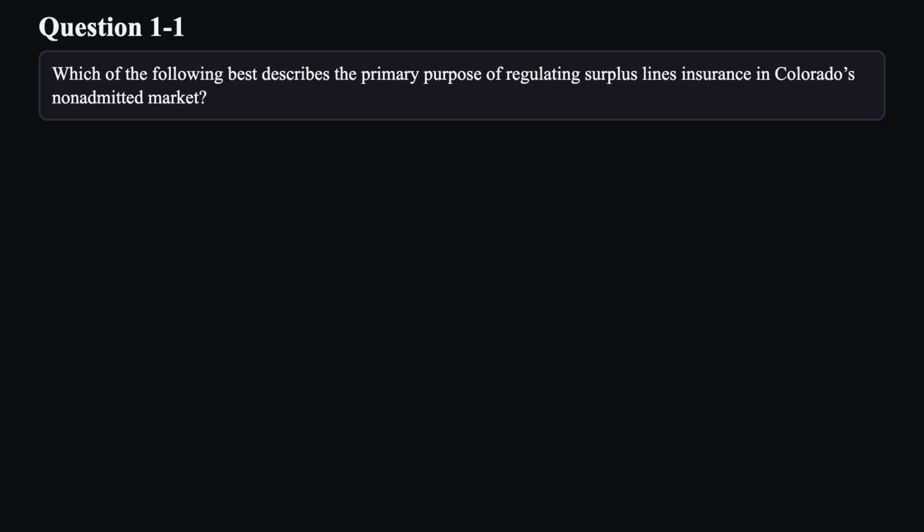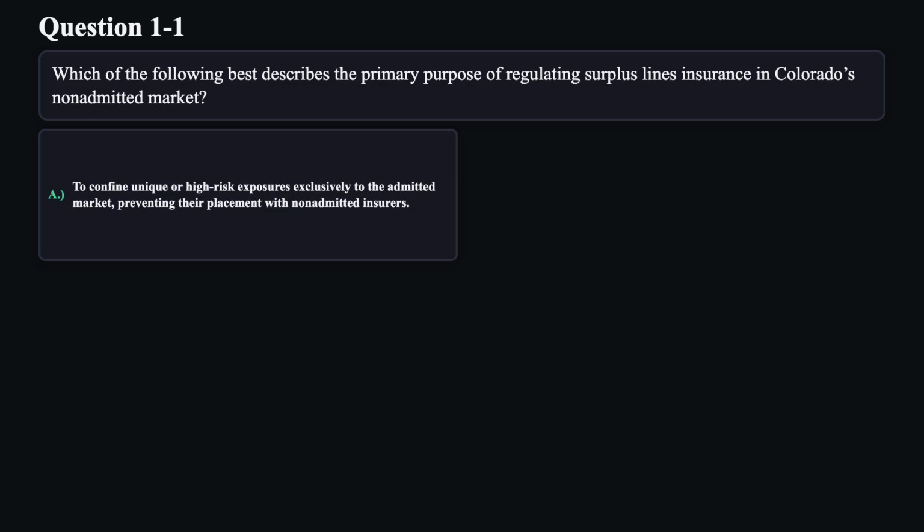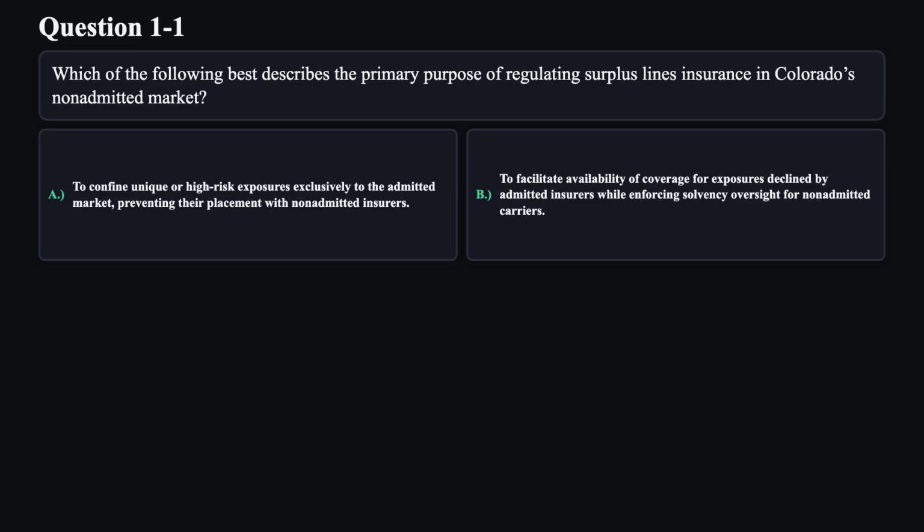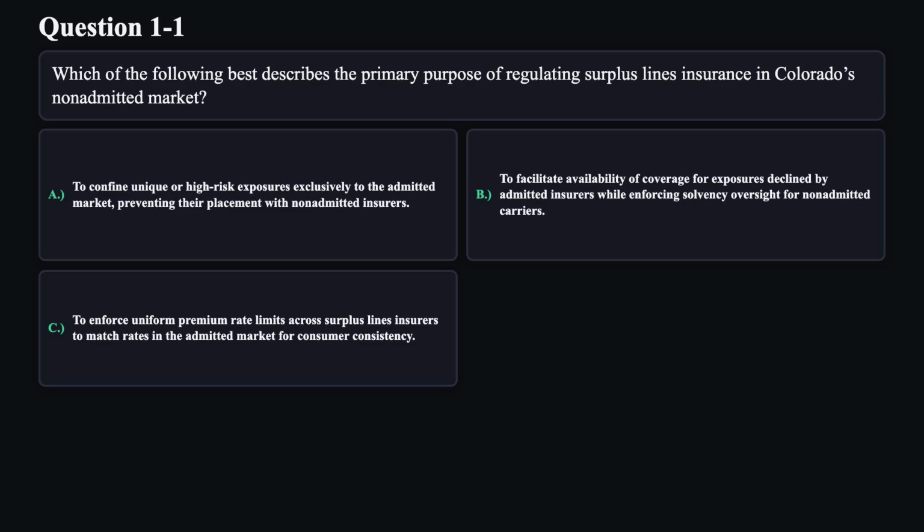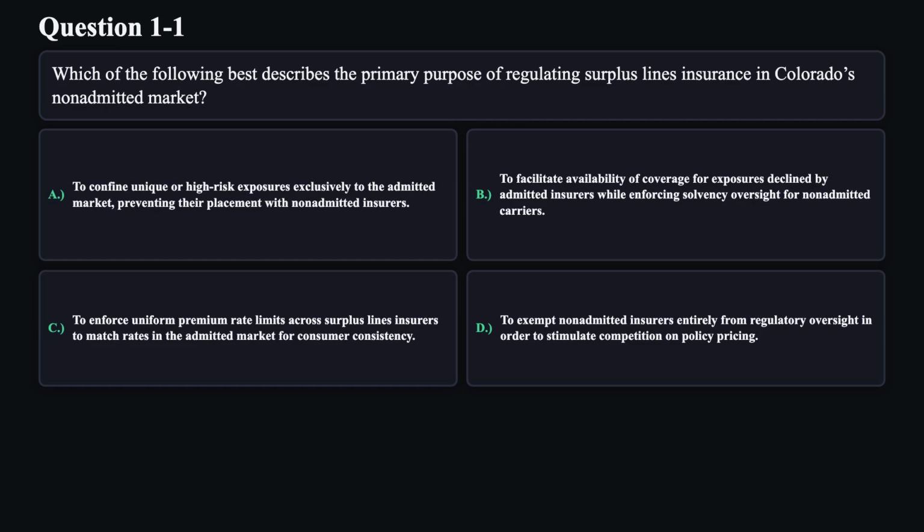Which of the following best describes the primary purpose of regulating surplus lines insurance in Colorado's non-admitted market? A. To confine unique or high-risk exposures exclusively to the admitted market, preventing their placement with non-admitted insurers. B. To facilitate availability of coverage for exposures declined by admitted insurers while enforcing solvency oversight for non-admitted carriers. C. To enforce uniform premium rate limits across surplus lines insurers to match rates in the admitted market for consumer consistency. D. To exempt non-admitted insurers entirely from regulatory oversight in order to stimulate competition on policy pricing.